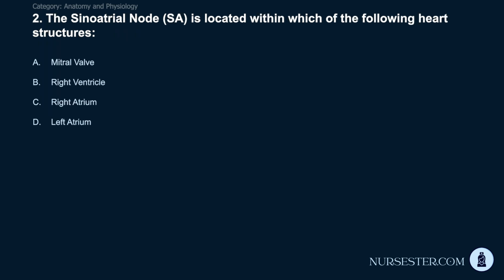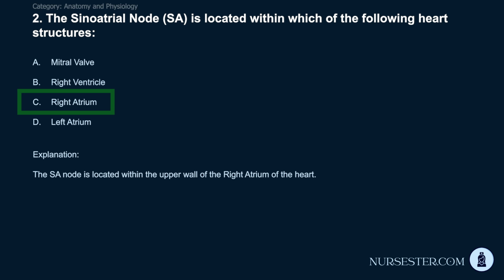arm. 2. The sinoatrial node (SA) is located within which of the following heart structures? A. Mitral valve. B. Right ventricle. C. Right atrium. D. Left atrium. Correct answer, C. Right atrium. The SA node is located within the upper wall of the right atrium of the heart.